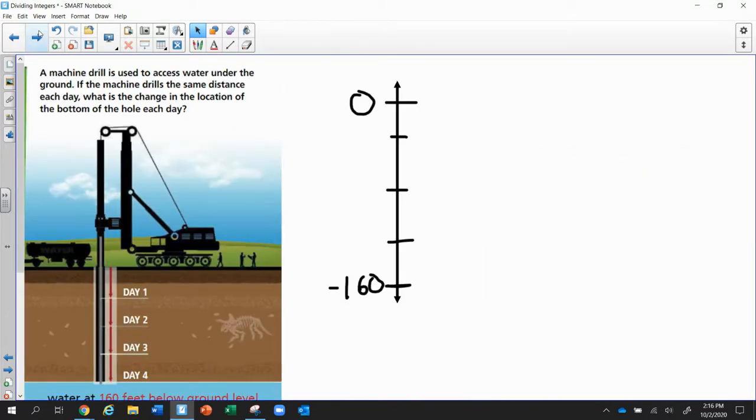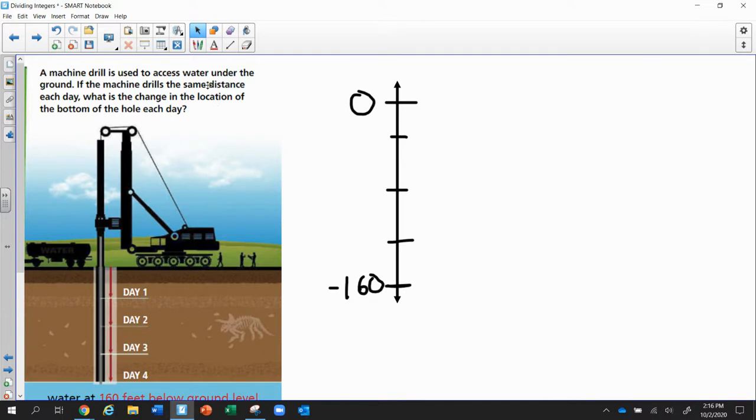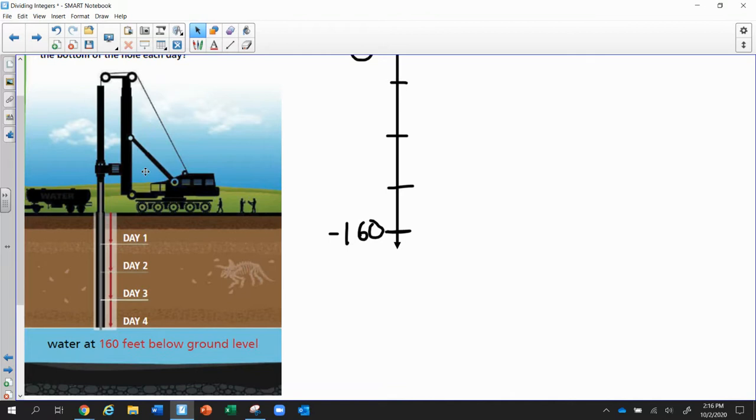So I just wanted to give us a couple examples today for how this might be used. A machine drill is used to access water underground. If the machine drills the same distance each day, what is the change in the location of the bottom of the hole each day? So it goes down 1, 2, 3, 4 equal times, and the water is going to be at 160 feet below ground level.